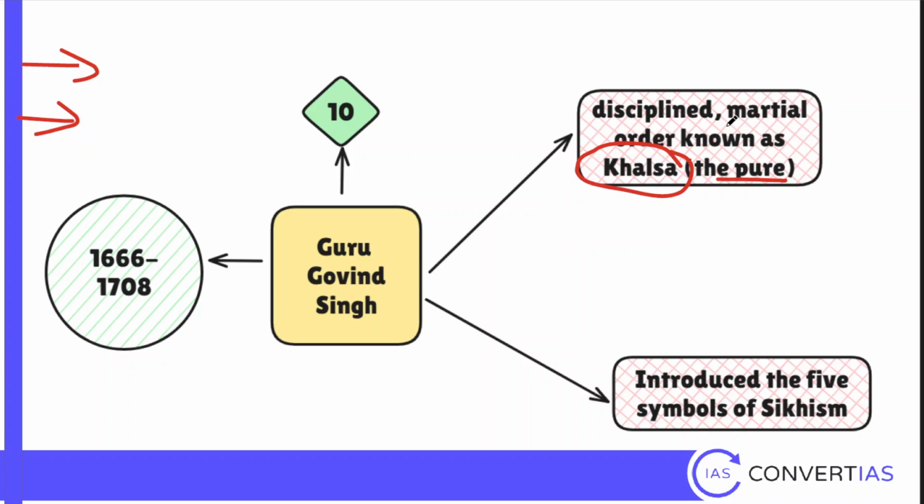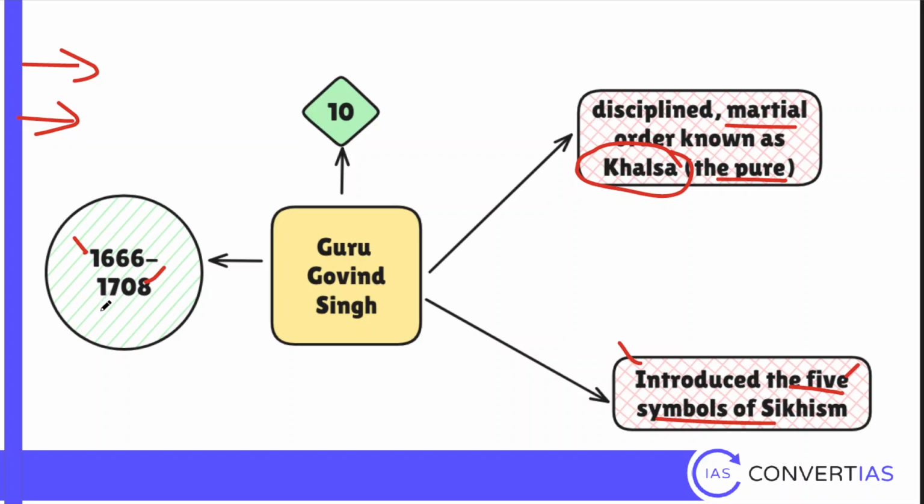It is a martial order. So the Sikhs were organized into militia-type groups. And he introduced the 5 symbols of Sikhism. So 5 symbols of Sikhism, you know, the kirpan, the turban, the long hair, these things. He is the one who gave that organizational religious form to Sikhism. And his time period is 1666 to 1708.